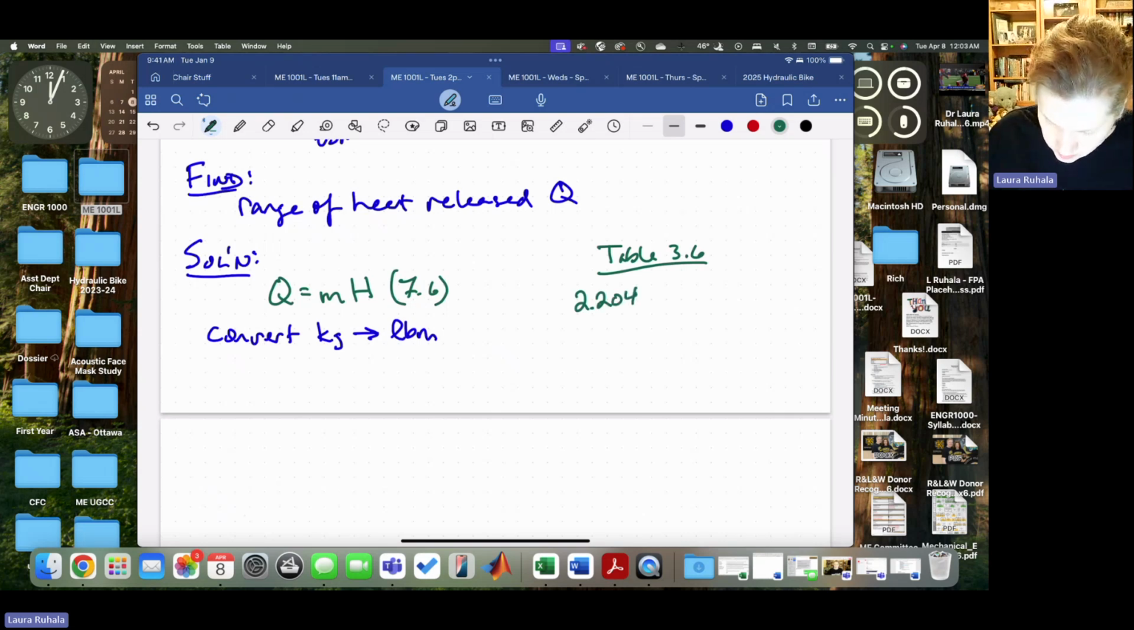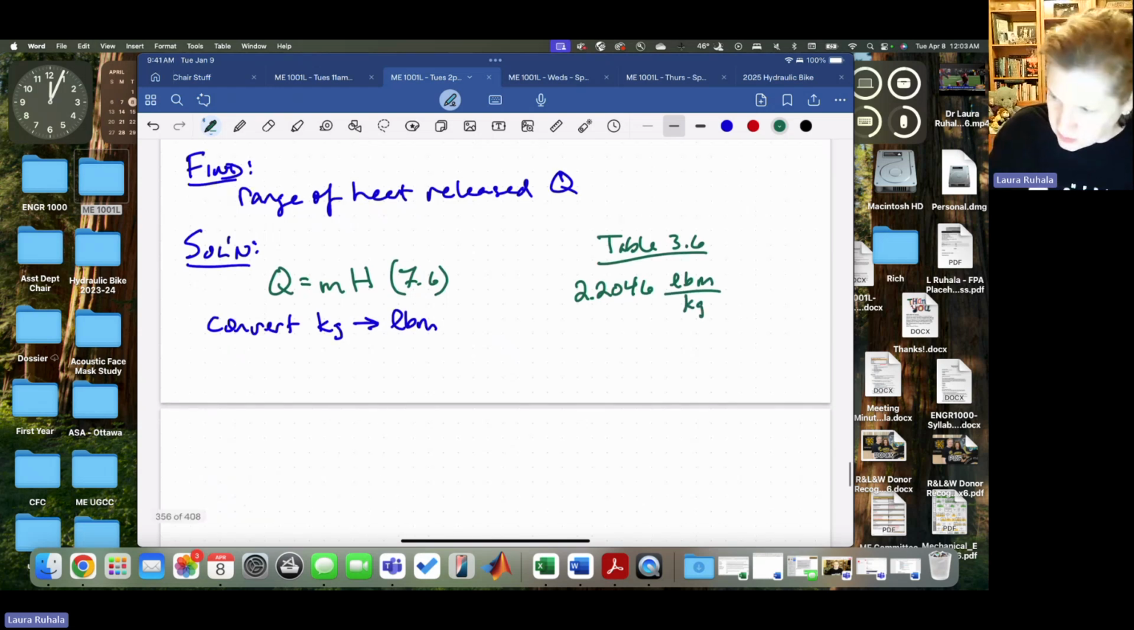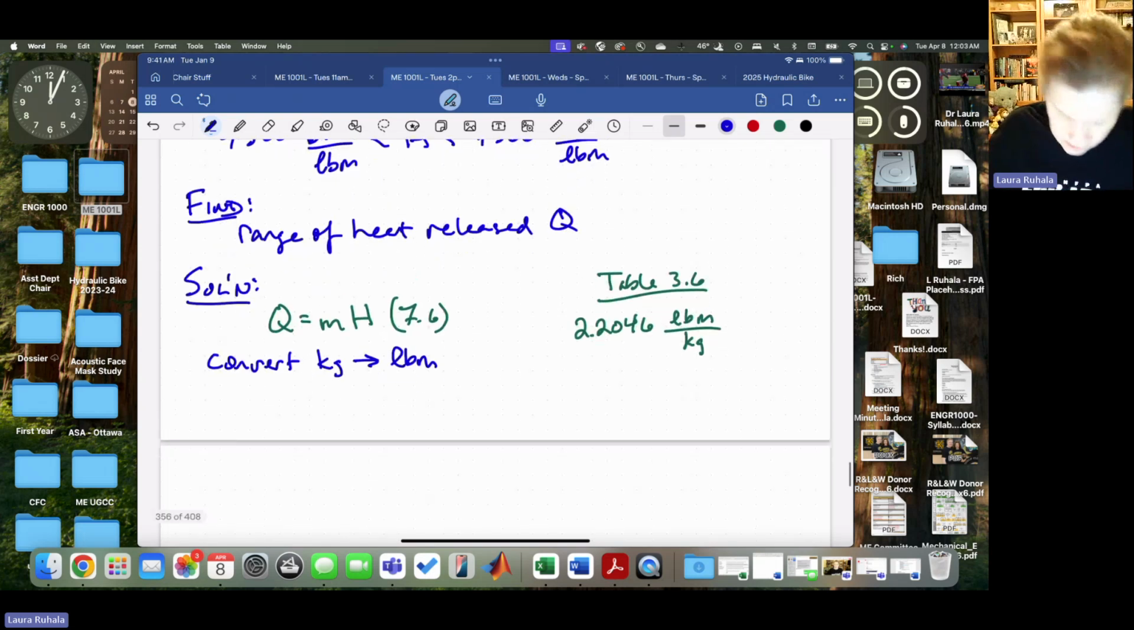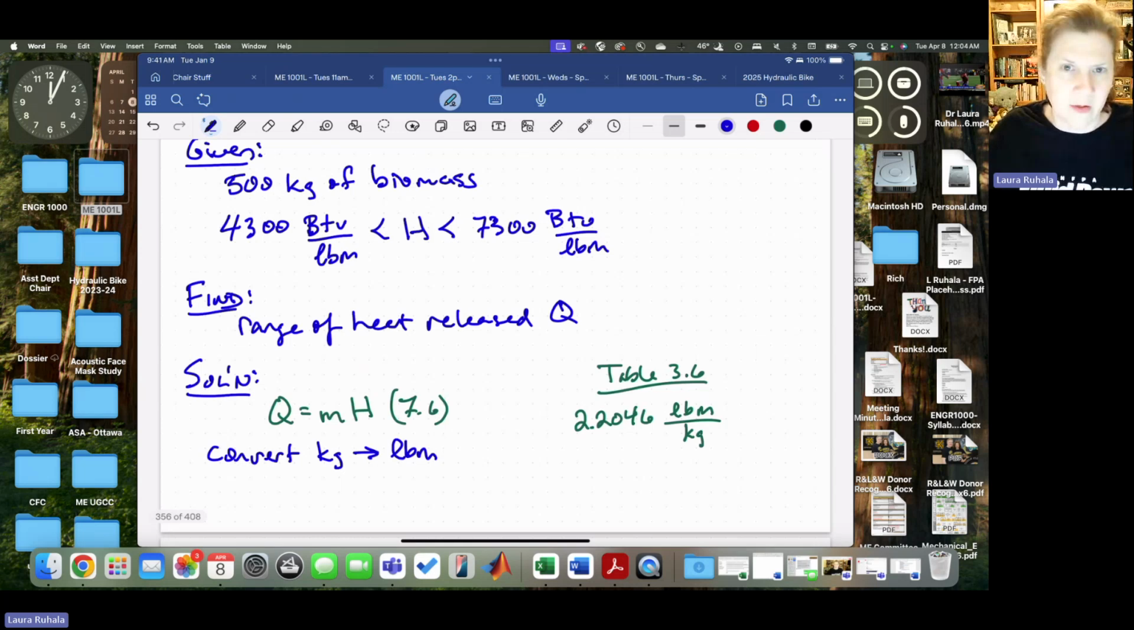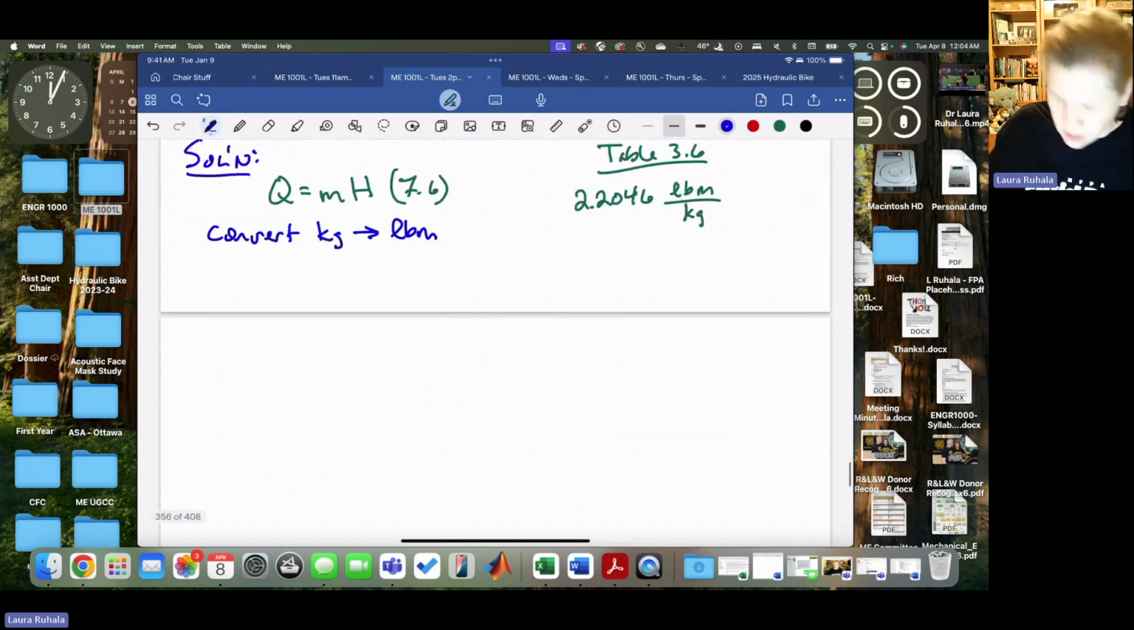So from chapter 3, there are 2.2046 pound mass per kilogram. All right, so no problem. I'm actually just going to do it within the equation. So let's talk about our low and high values of Q. Those would be related to the low and high values of the heating value.